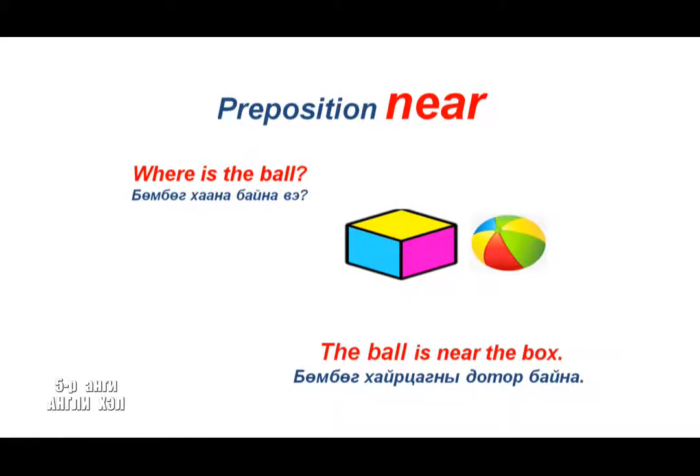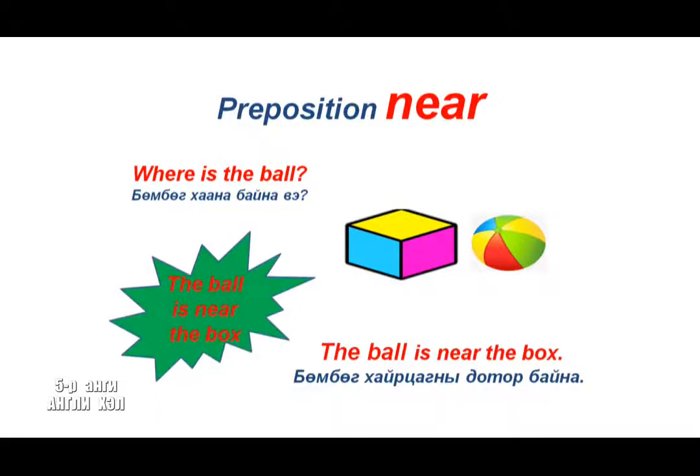Preposition near. Where is the ball? The ball is near the box. The ball is near the box.